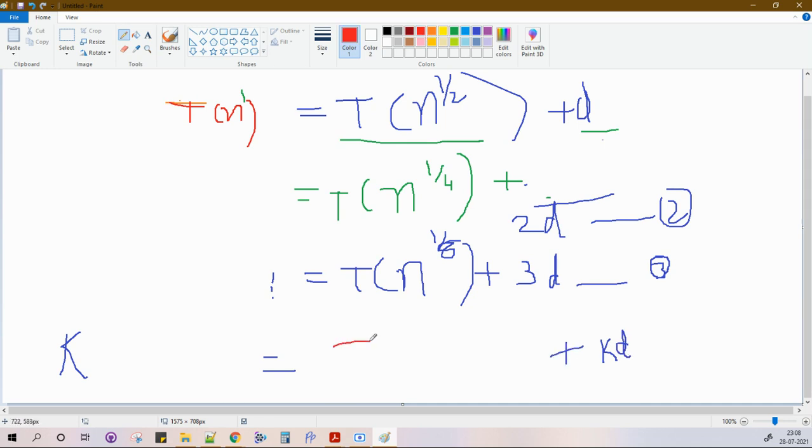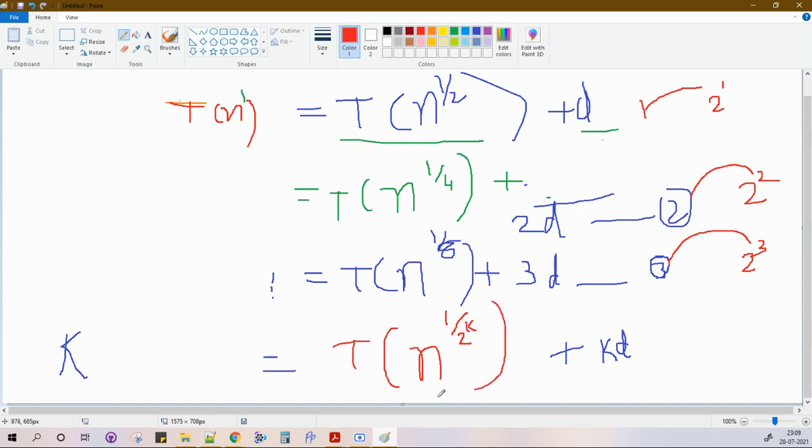How to write this term? It would look something like this: n to the power, this 1 is common, 1 divided by, at level 1 I have 2, so it is nothing but 2 raised to 1. At level 2 I have 4, so it is 2 square. At level 3 I have 8, so it is not 6, it is 8, which is 2 cube. So at level 1 I have 2 to the power 1, at level 2 I have 2 to the power 2, at level 3 I have 2 to the power 3. So at level k I have 2 to the power k. Any doubt, guys?